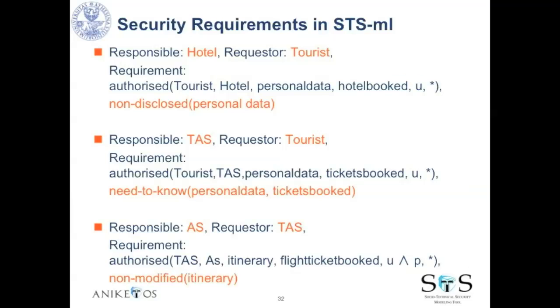On the other hand, the first example that we were taking was that of need to know, when the tourist was requiring TAS need to know when authorizing him to use personal data in the scope of ticket booked. So TAS is responsible to bring about the requirement that he will respect need to know of using this personal data only in the scope of tickets booked. And similarly, AS, so Amadeus service, is responsible for bringing about the requirement that he will not modify itinerary, given that TAS has authorized him only to use and produce this information, but not to modify it.